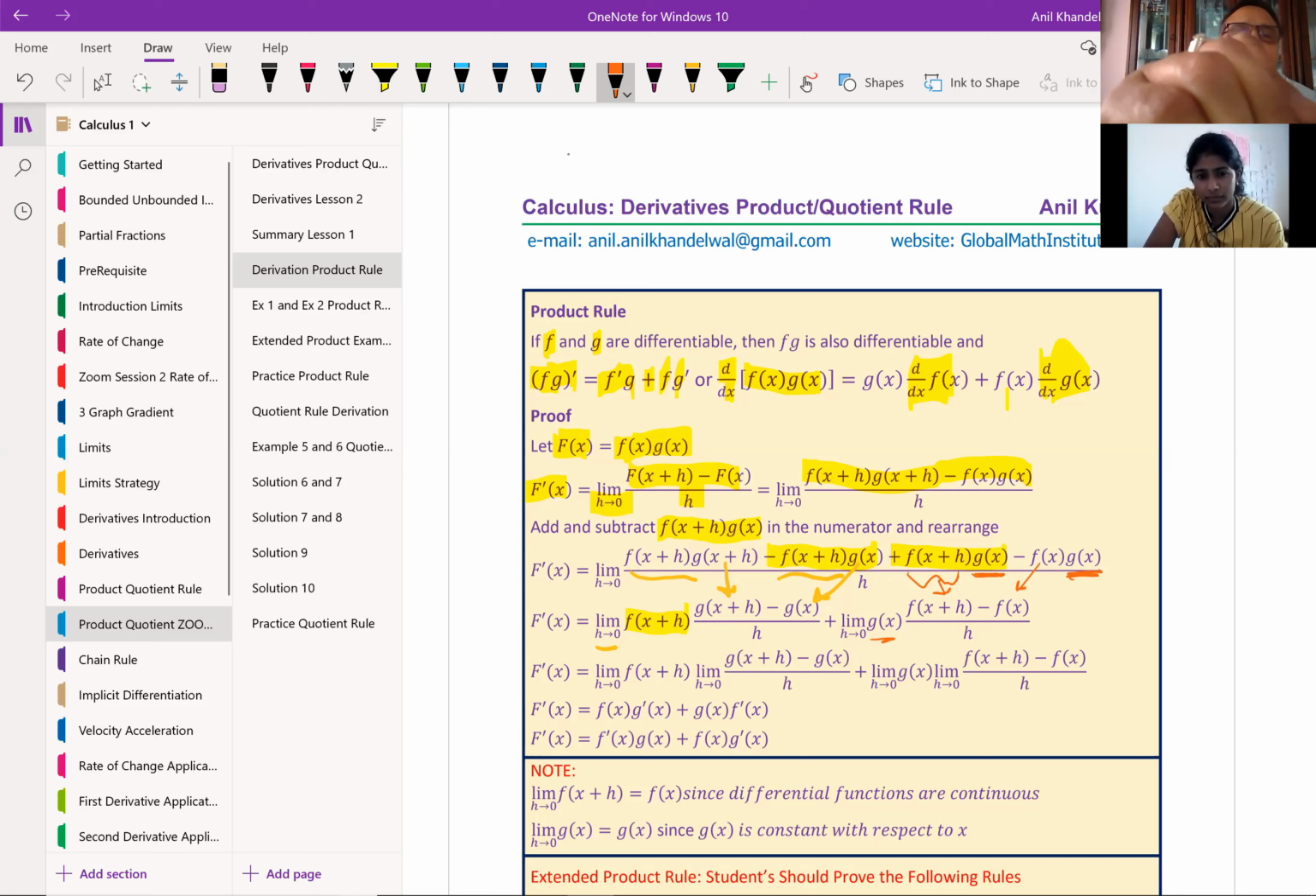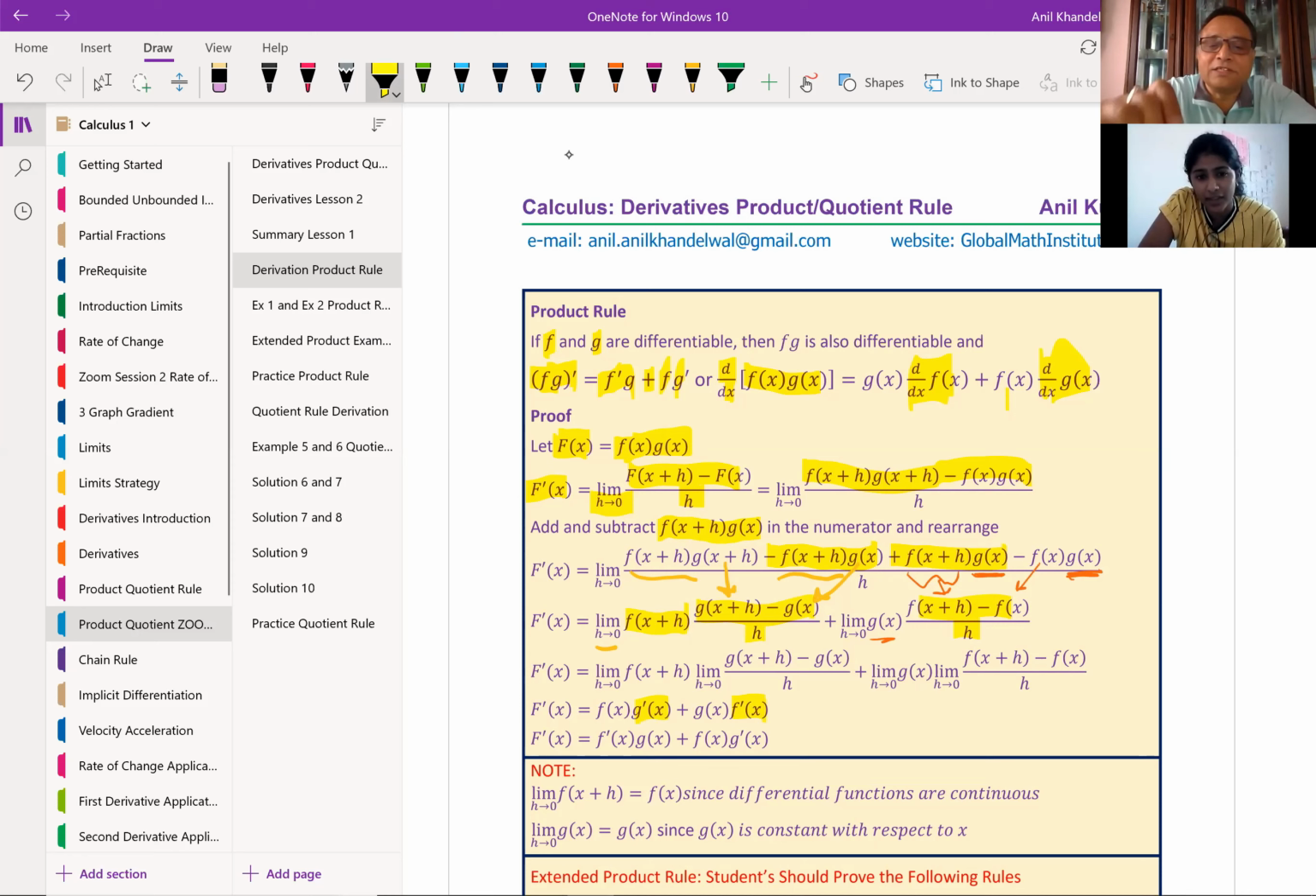Now you can easily see that these two terms which are left are the definitions of derivatives, right? f of x plus h minus f of x over h is the derivative of f of x, right? And g of x plus h minus g of x over h is the derivative of g of x, correct? So we get these two derivatives. Is that clear to you?